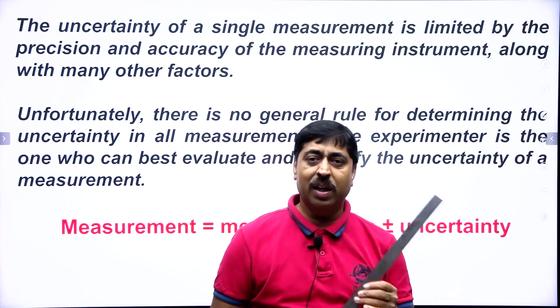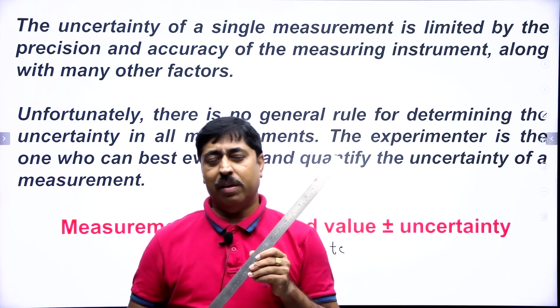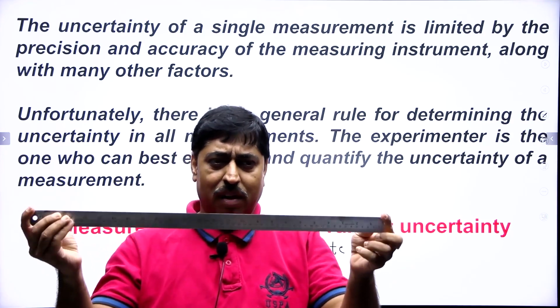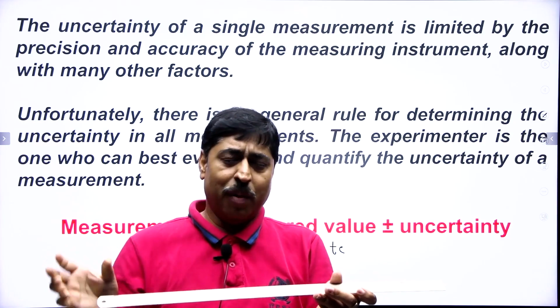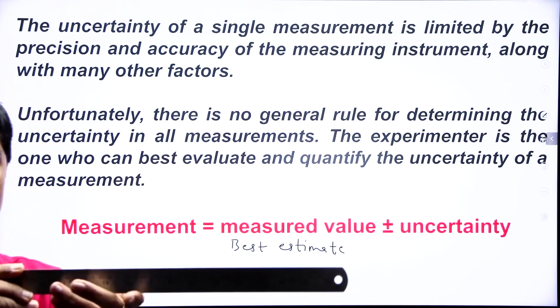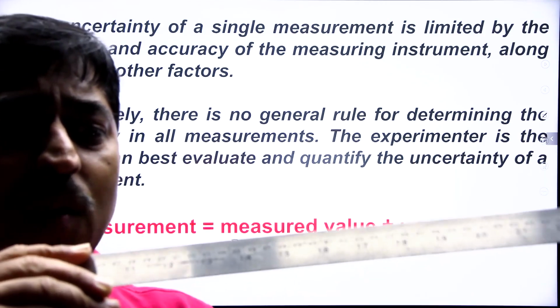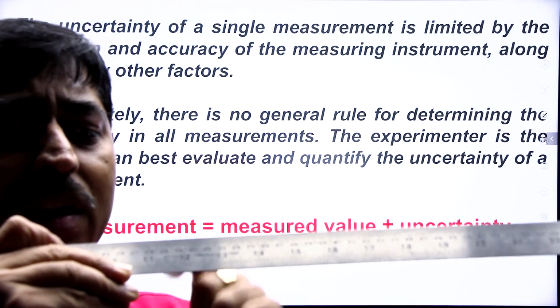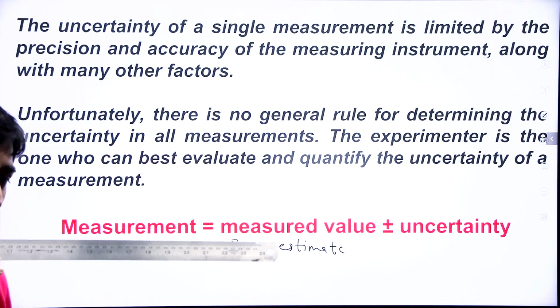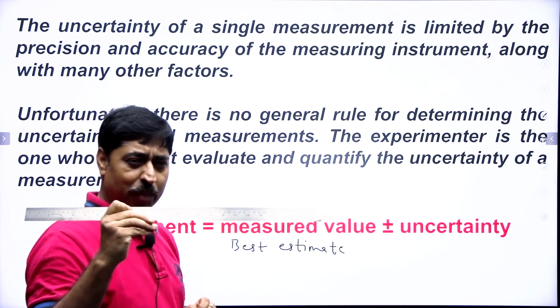If I am measuring a length using this scale, it has a least count of 1 millimeter. This is a normal scale that everybody has in his geometry box. So, this scale has a least count of 1 millimeter. I hope all of you have seen this kind of scale. The smallest division here is of 1 millimeter, and the least count of this scale is 1 millimeter.